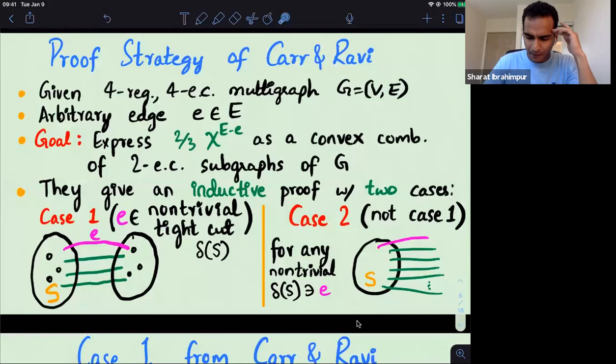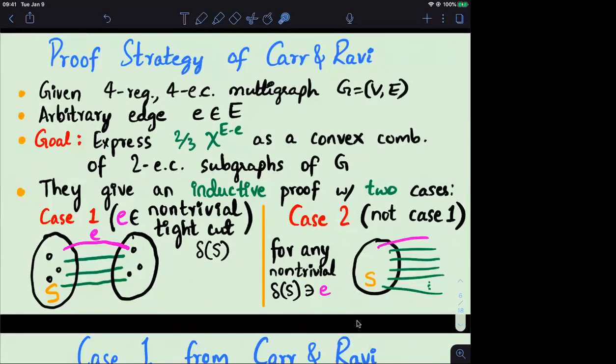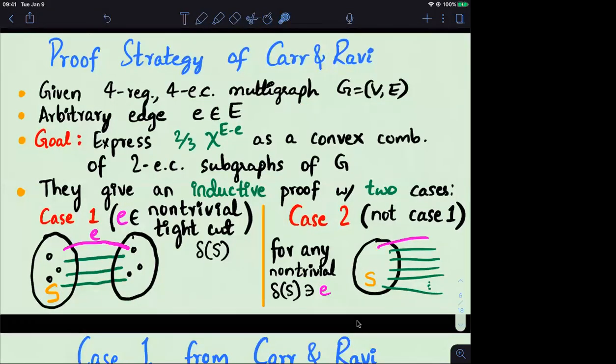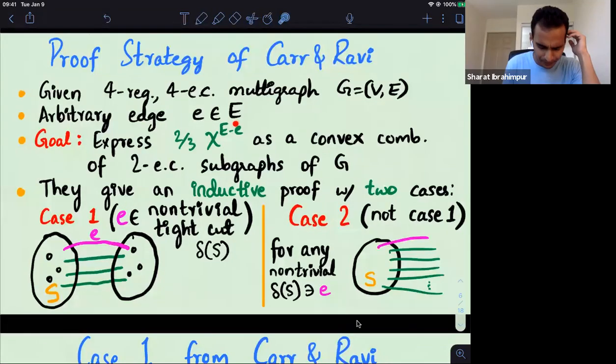Because we are building upon the work of Carr and Ravi, we are mainly simplifying their proof and also giving an approximation algorithm for the result, it's a good idea to just go through the high level proof strategy that they use. So we are given a 4 regular 4-edge connected multigraph. So we are in this setting, and we have an arbitrary edge e. And our goal is to express this almost uniform vector shown in green as a convex combination of 2-edge connected subgraphs of G. And their proof is inductive, and it has 2 cases.